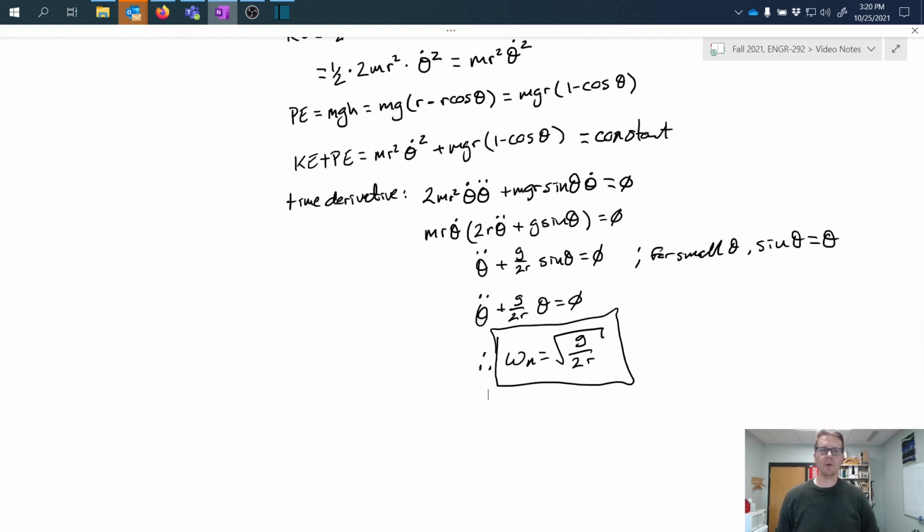All right, so we made a couple of assumptions in there. We used the conservation of energy principle in order to arrive at a natural frequency. And this is, again, an approximation, assuming small angles of displacement and making use of that small angle approximation.